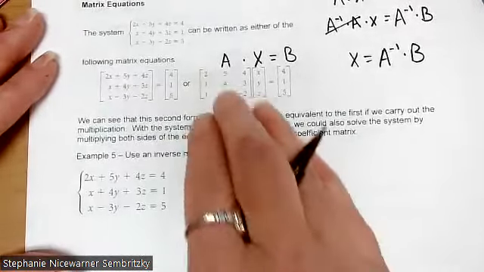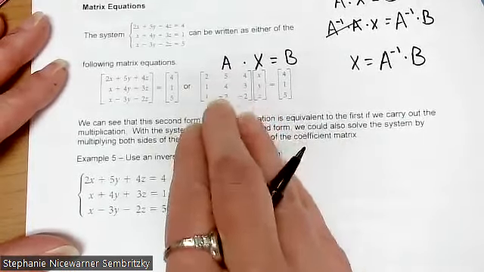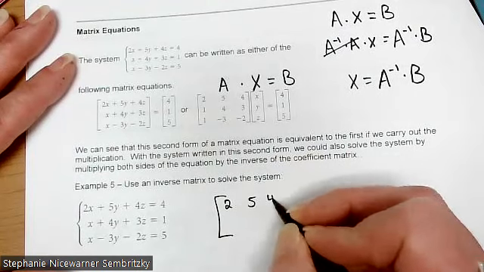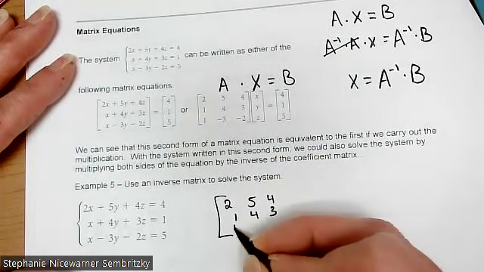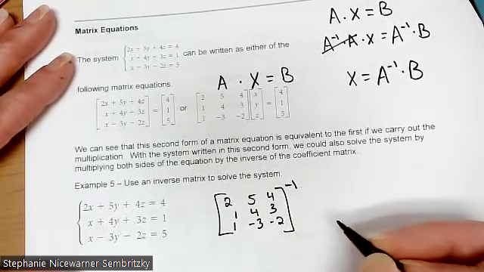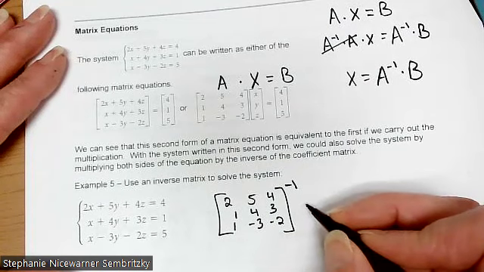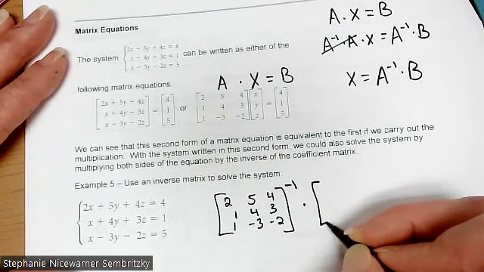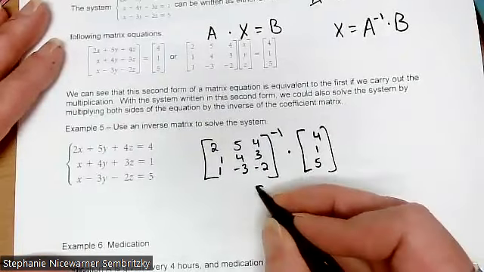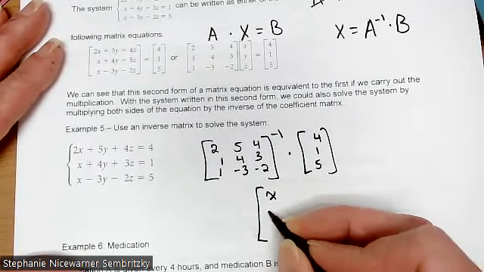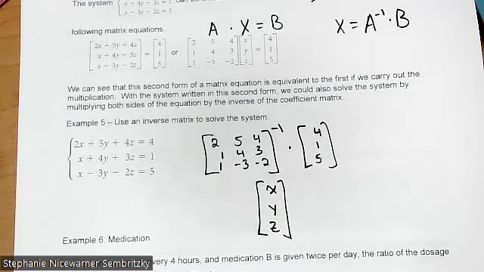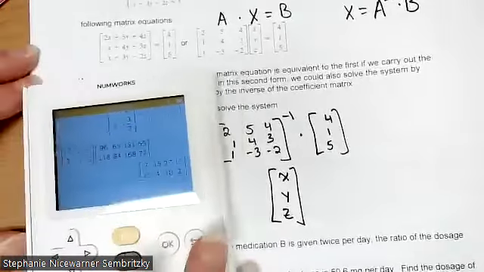So we've got this already set up as matrix A and matrix B. I'm going to take the matrix 2, 5, 4, 1, 4, 3, 1, -3, -2, but we're going to do the inverse of that times B. What it's going to give me is the matrix X, Y, Z, so it gives me my solution in order: X, Y, and Z.